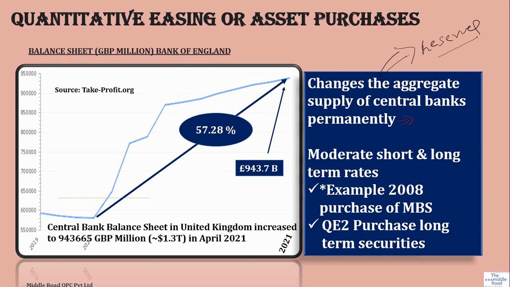Now, I'll take a few examples of the asset purchases I mentioned, where you could buy long-term bonds. We'll look at quantitative easing 1, 2 and 3 in the next slide, so we understand a bit more about quantitative easing or asset purchases.